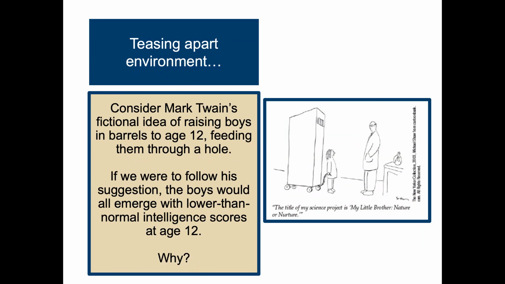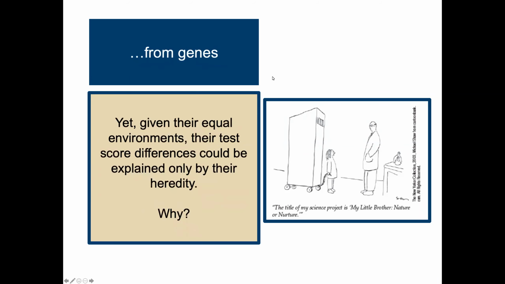Consider Mark Twain's fictional idea of raising boys in barrels, a little creepy, to age 12 and feeding them from a hole. If we were to follow his suggestion, the boys would all emerge with lower than normal intelligence scores at age 12. Why? The title of my science project is My Little Brother. Haha. Let's not do any science projects like that. Okay. Yet, given their equal environments, their test score differences could be explained only by heredity.